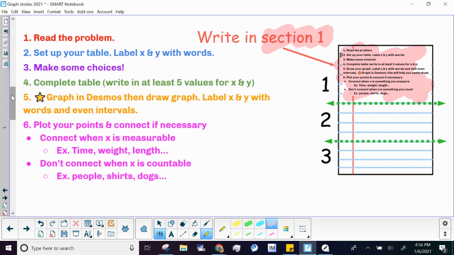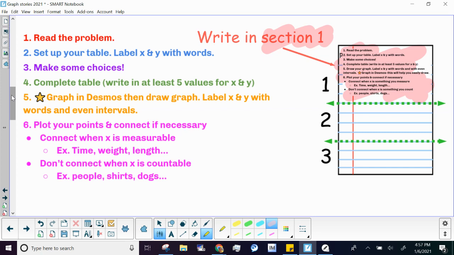Step 4, we're going to complete the table. We have to find at least 5 values for X and Y. A lot of times I like to start with 1, and then I pick some numbers that'll be nice. So in the little bridge problem, remember we picked the numbers 1, 2, 4, 8, and 16 for our X values because 16 divided by those numbers worked. It was a nice number. It doesn't matter what numbers you choose as long as they are going with the choices that you had already made.